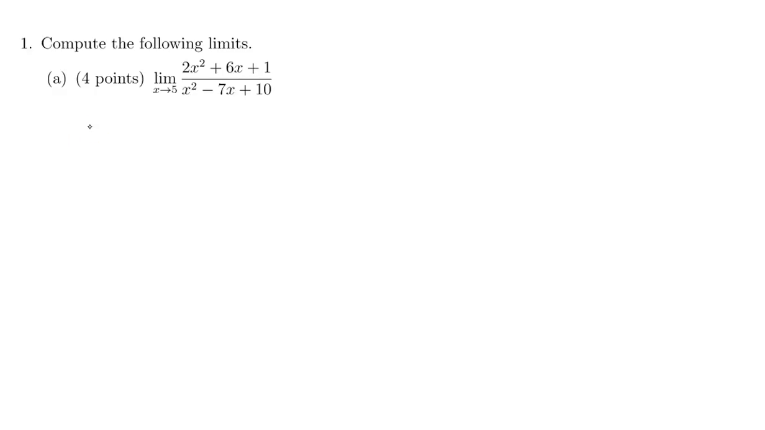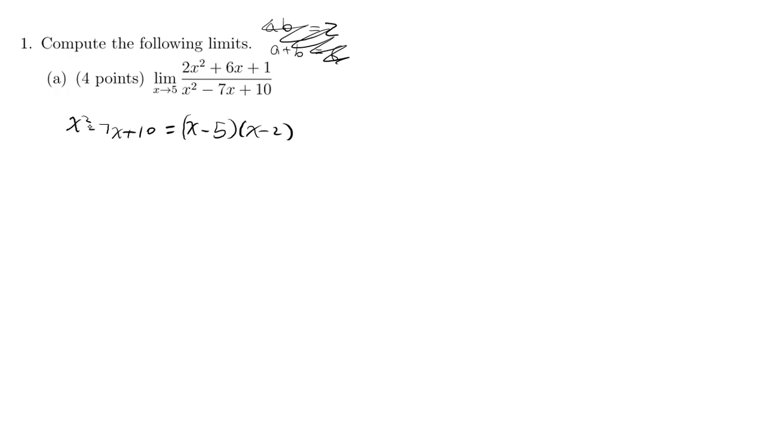Compute the following limits. You can see that x squared minus 7x plus 10 in the denominator can be factored as (x minus 5)(x minus 2). And the top one, I don't think you can factor this. If you multiply 2 and 1, that's 2. And if you think about the middle number 6, you're really trying to find two numbers that multiply to 2 and add to 6. There aren't any numbers that do that, so the top cannot be factored.